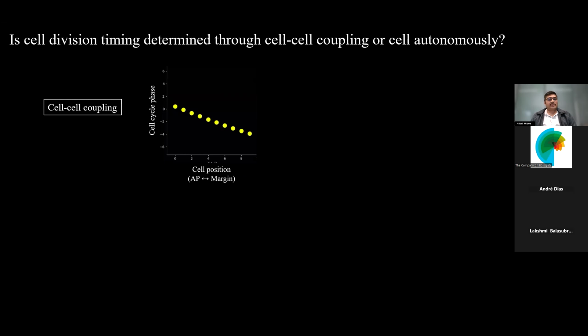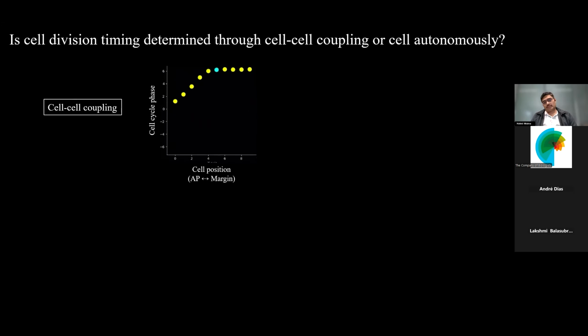What we were interested in to start with was, what is the nature of this wave? Is the mitotic division timing of a cell dependent on cell-cell coupling or independent of it? Do cells influence each other in this? So let's go back to the schematic again. Let's assume that here we change the period of one cell.